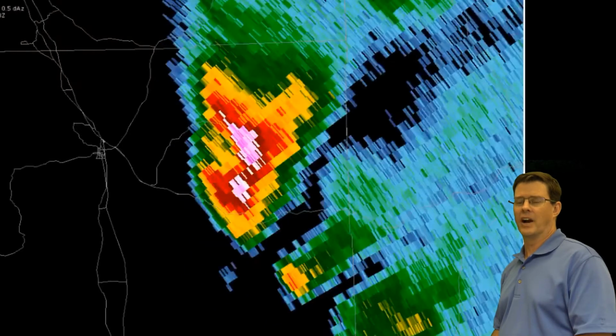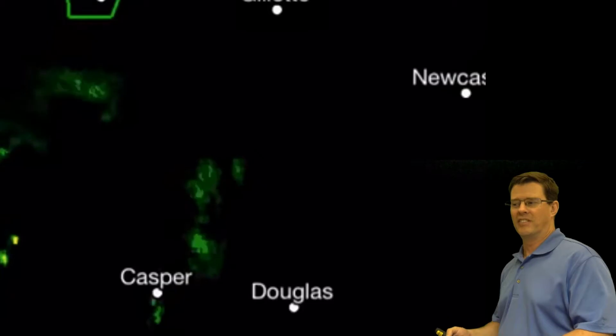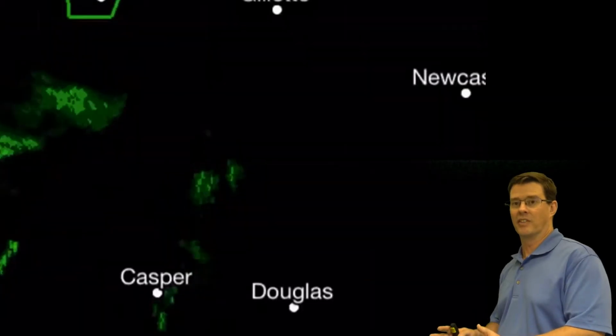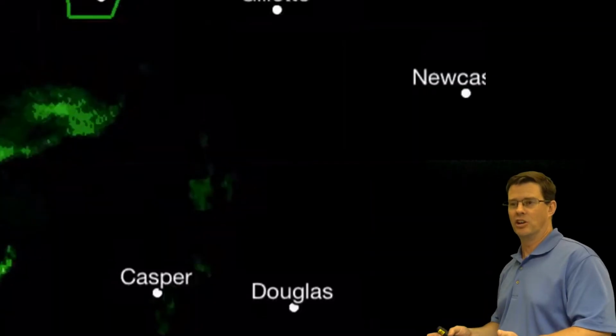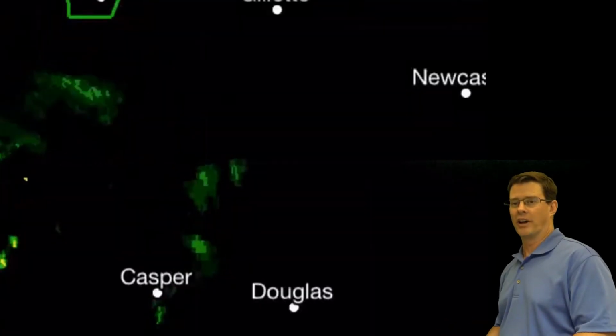Now take a look at this radar image. There's a couple of little green dots out there, probably not producing much. You'll think it'll pass by, maybe produce a very light shower, then move on. Now sometimes they do, but in the right circumstances, they could produce some very strong wind gusts. Now how do we forecast this?